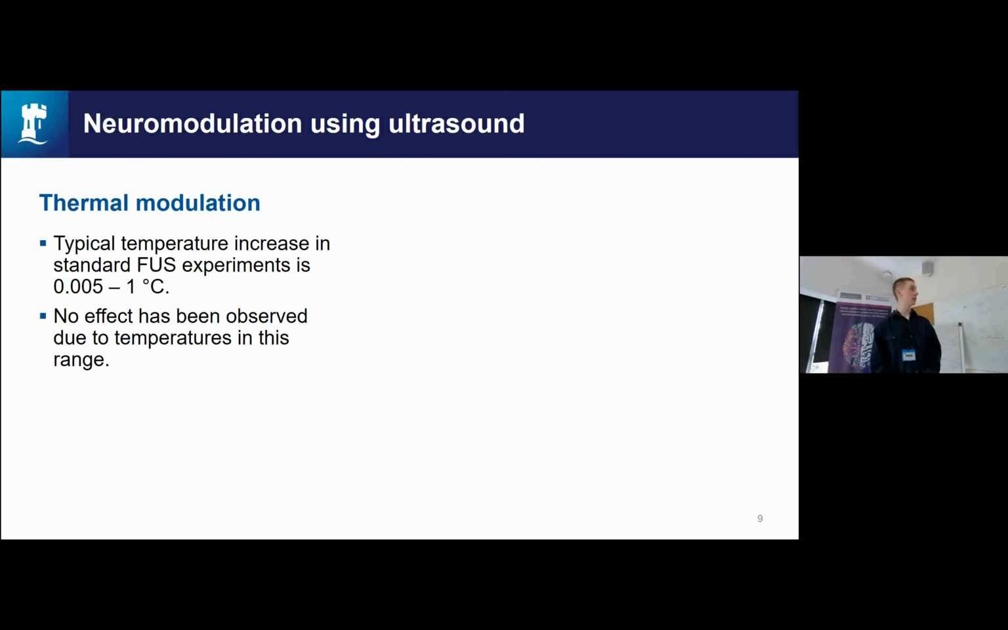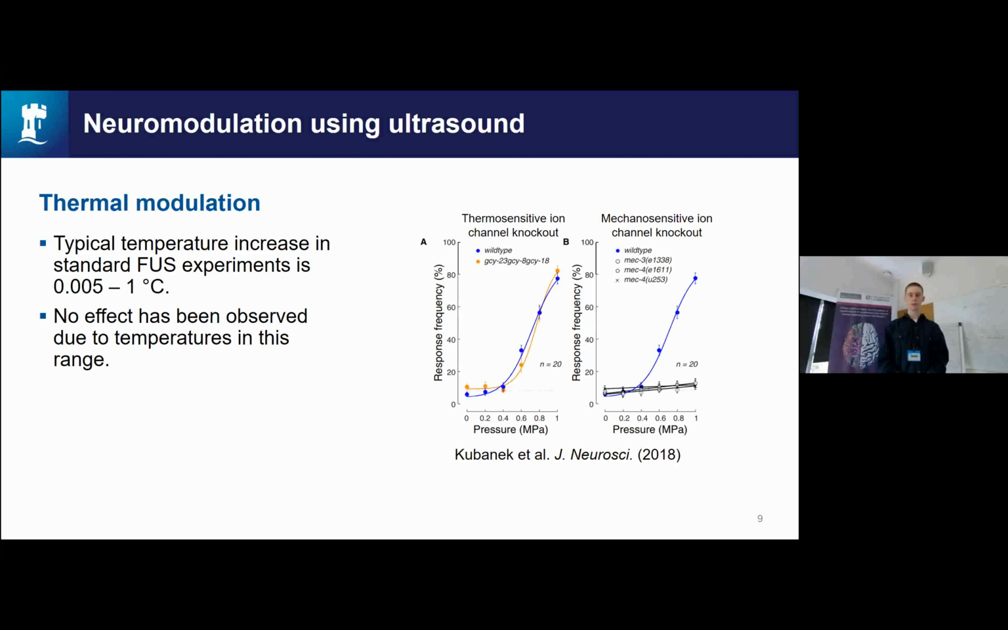However, thermal modulation, with the setups that most of these experiments are running, and within the safety limitations, we don't tend to raise the temperature high enough for thermal modulation to be important. And actually, in a study on some C. elegans neural cells, when wiping out some thermosensitive ion channels, there was no change in neural response, but the mechanosensitive ion channels did create a response. So we think we're going to be concerned with mechanical effects. In other words, the tissue wiggling around a little bit.